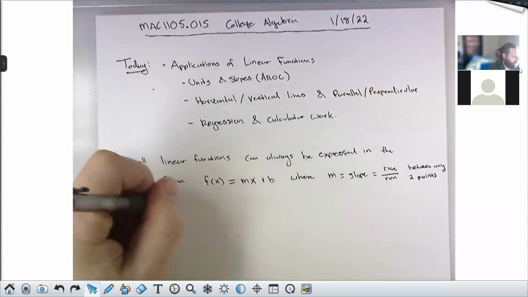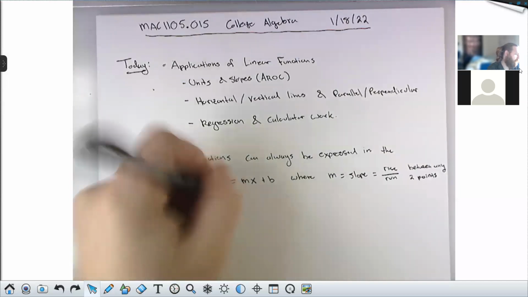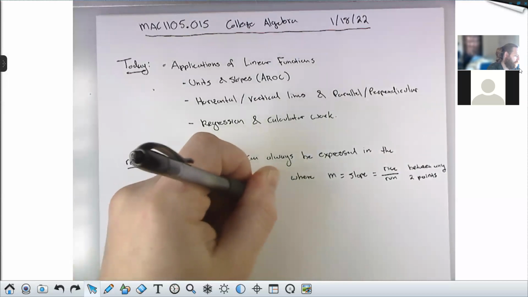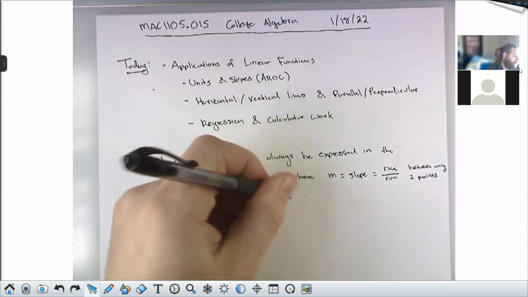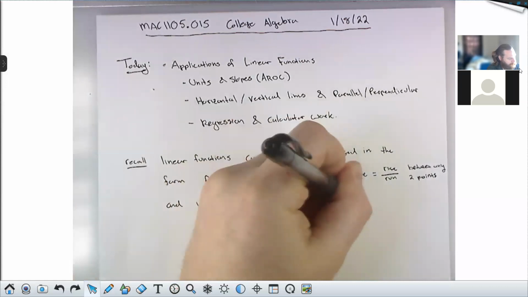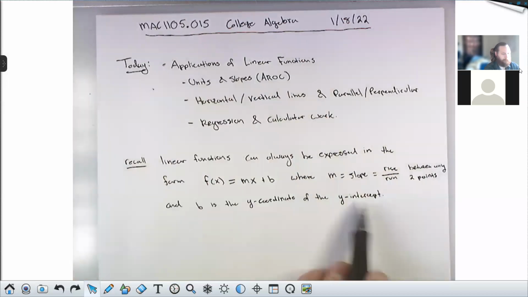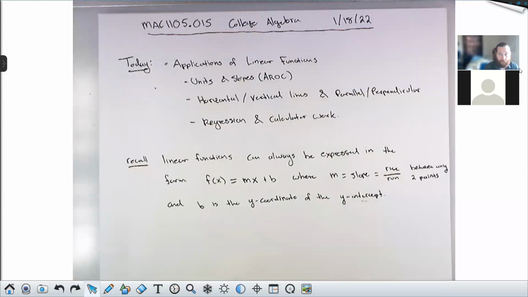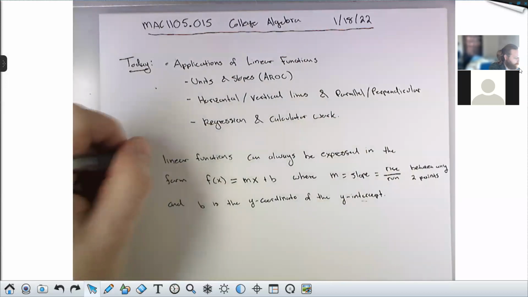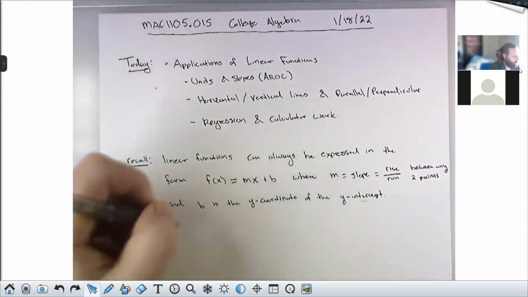And b is the y coordinate of the y-intercept. The y-intercept is the point where the line, the graph of this linear function, hits the y-axis. All right. The other kind of formula I want to remind you of is the point slope form of a line.